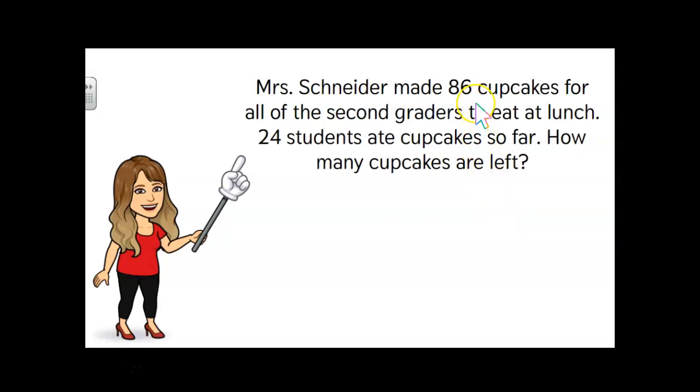We started with 86. Some went away. 24 are gone because someone ate them. So if we subtract, we should find out how many cupcakes are left.